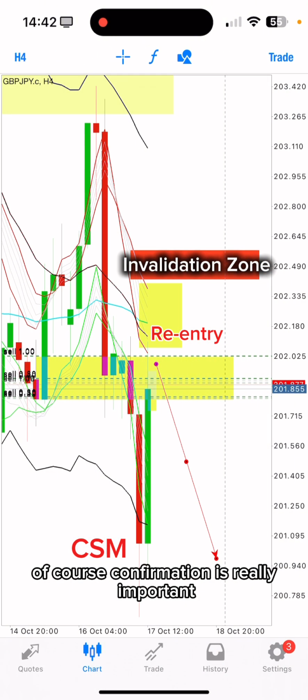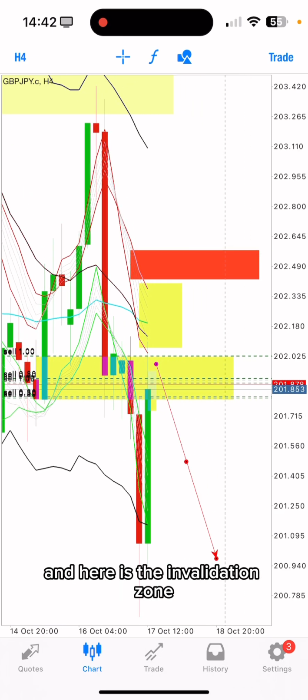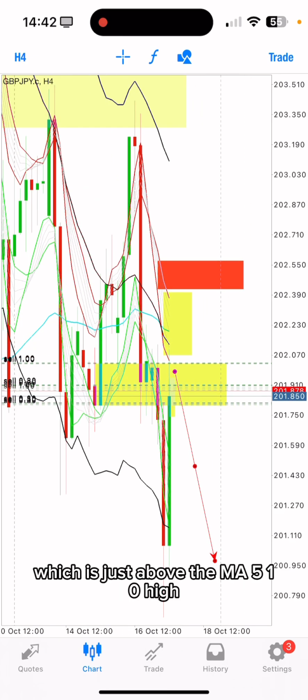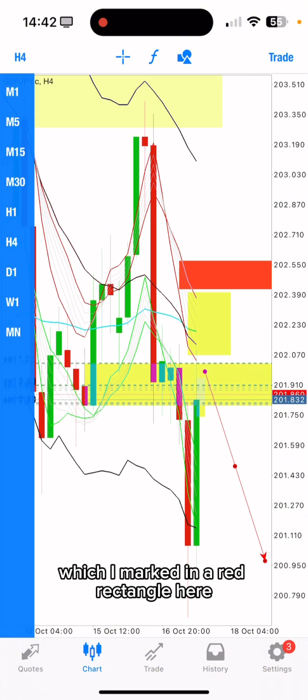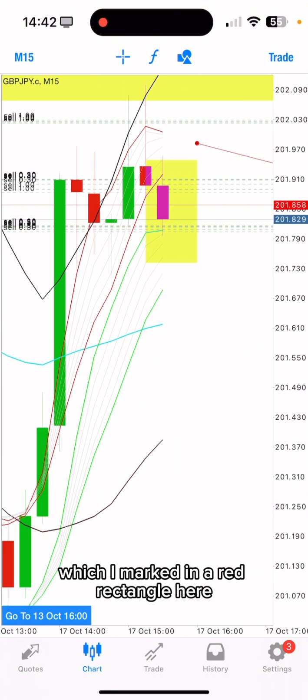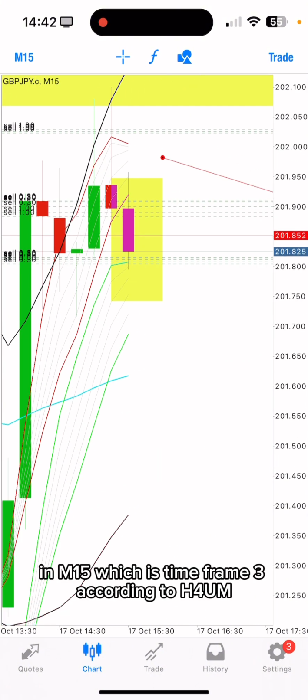Of course, confirmation is really important, and here is the invalidation zone, which is just above the MA510 high, which I marked in a red rectangle. Here in M15, which is time frame 3 according to H4.